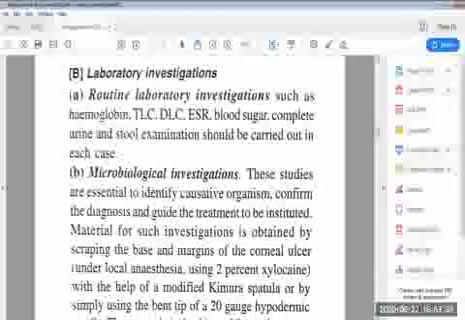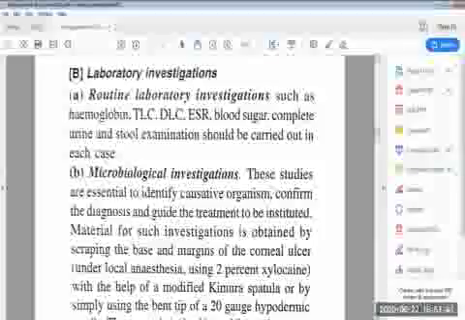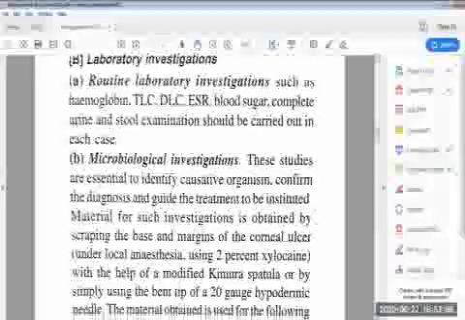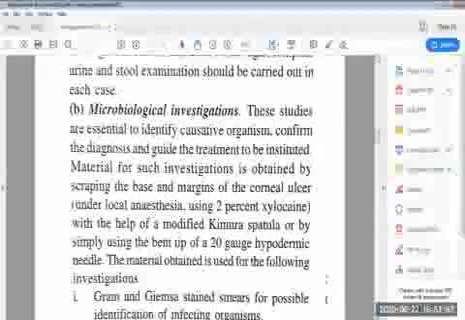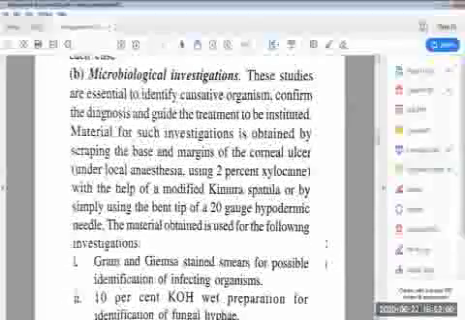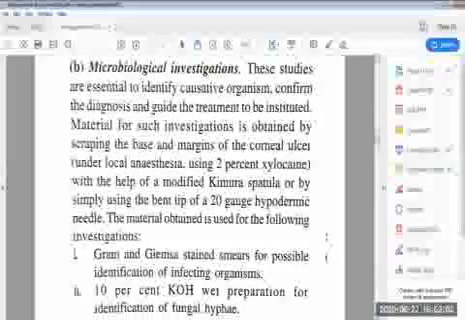First, we should do the routine laboratory investigations such as hemoglobin, total leukocyte count, differential leukocyte count, erythrocyte sedimentation rate, blood sugar level, fasting and PP. Complete urine and stool examination should be carried out in each case. Then the microbiological investigations should be done. These studies are essential to identify the causative organism, confirm the diagnosis, and guide the treatment to be instituted.